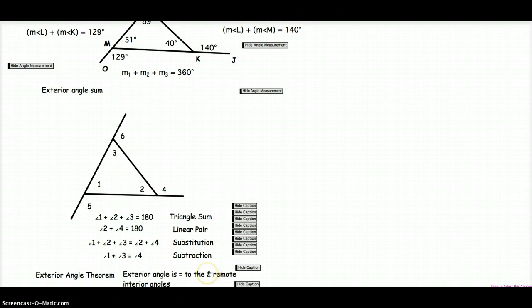Okay, so now that we have the information, now that we know the exterior angles equal 360, we know the interior angles equal 180, we know that the exterior angles are equal to the remote interior angles, we know how to classify triangles by angles and by sides. Let's go ahead and do some examples.